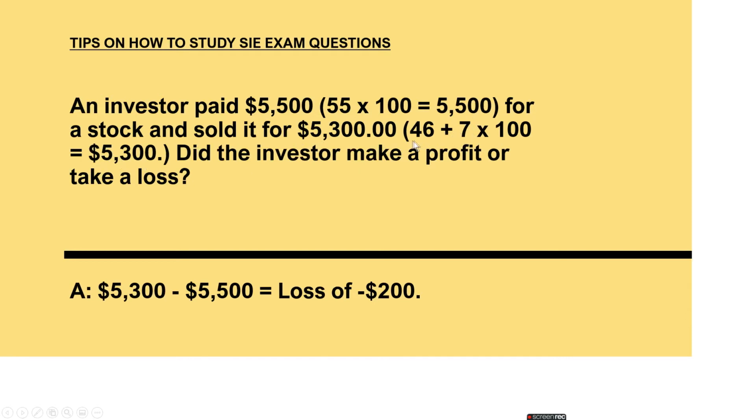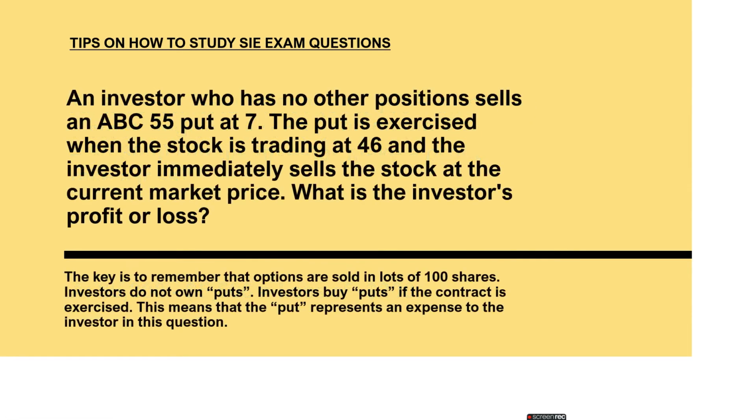So here's the exercise, the price that the contract was exercised at, 46, since he sold it there at the strike price, plus 7 times 100 equals $5,300. Did the investor make a profit or take a loss? $5,300 subtracted from the $5,500 means that the investor took a loss of $200. Now here's a shortcut way of understanding this.